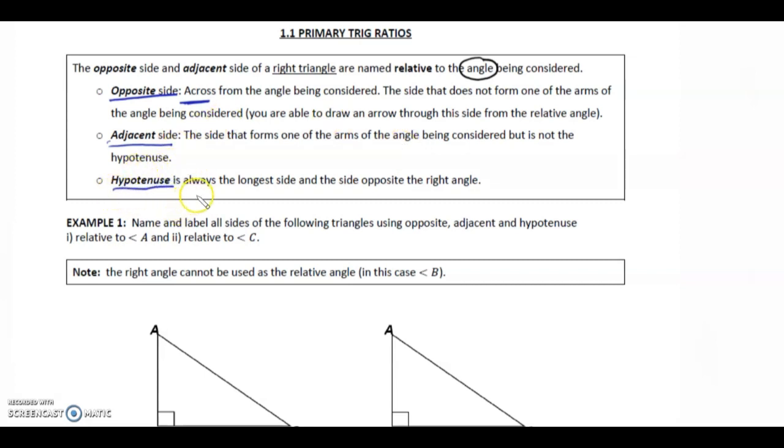And we all know the word hypotenuse. This comes from grade 7, grade 8. This is the longest side of a right angle triangle. It's also the side opposite to the right angle.